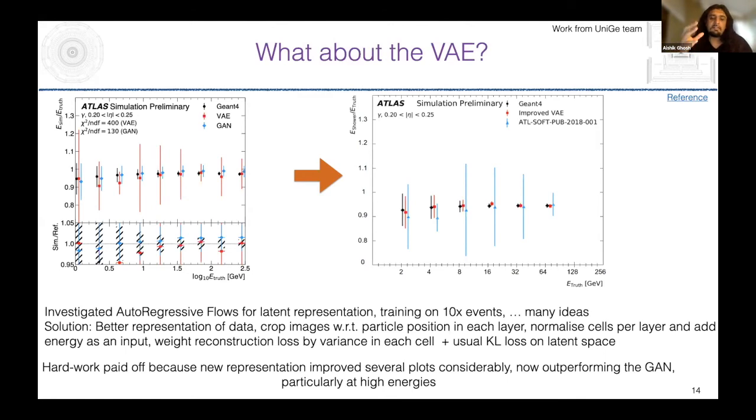And also, instead of having the usual reconstruction loss, the reconstruction loss for each cell was weighted by the variance in that cell, and that really improved the performance. You can see the red distribution on the right now is able to have sharp widths much better than before. And the hard work paid off very well, because it was not just this distribution that the VAE learned to reproduce. It also improved in a lot of other distributions and outperforms the GAN in a lot of them, particularly at high energies.